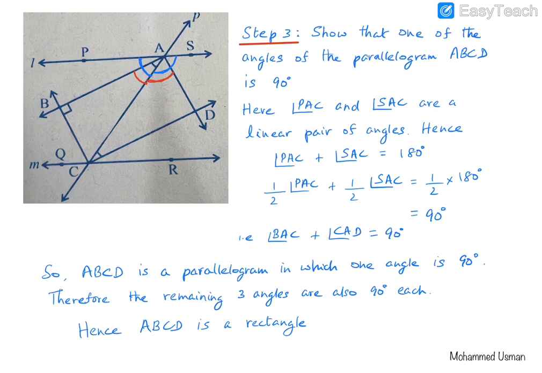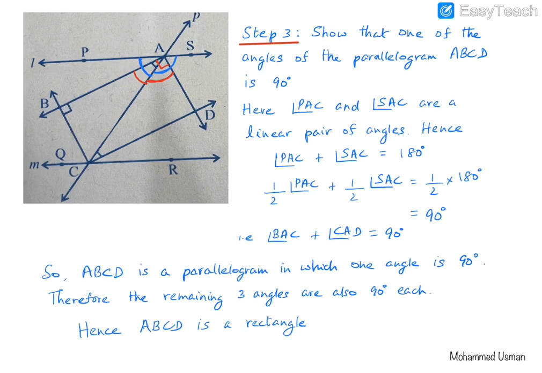And what this equation is telling us is that this angle BAC plus the angle CAD is 90 degrees. So if this angle is 90 degrees, that means the sides AB and the side AD are perpendicular to each other. So we have shown here that one of the angles in this parallelogram is 90 degrees. So basically we are showing that this angle here between AB and AD is 90 degrees.